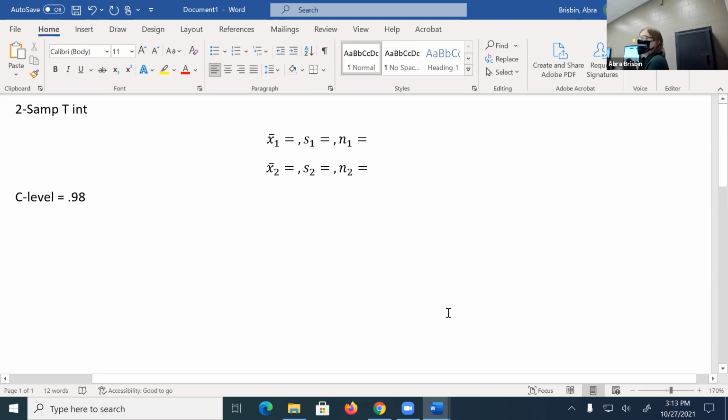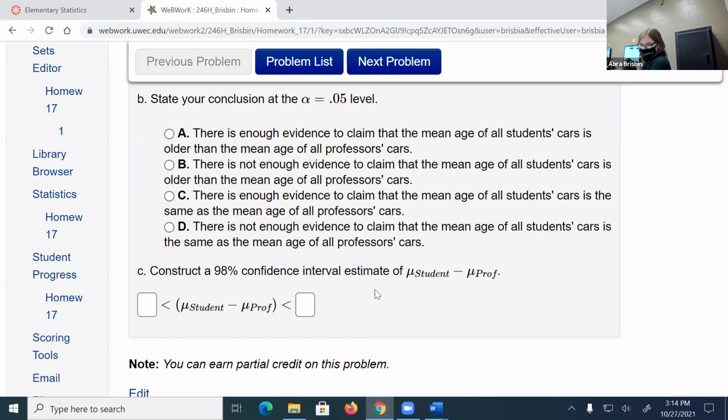And then for entering in your information, your statistics about the sample, your calculator is going to do group 1 minus group 2. So in order for your results to match what the problem is expecting, you're going to want to enter in the students as group 1 and the professors as group 2. If you do it backwards, it's really not a problem. It's just that you'll need to multiply your endpoints by -1 and then just reverse the order of them.